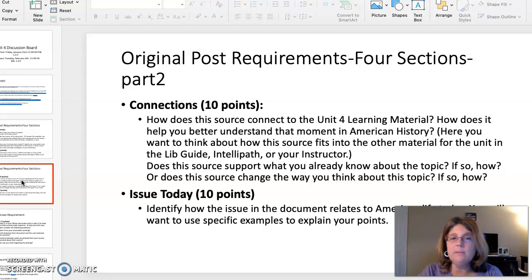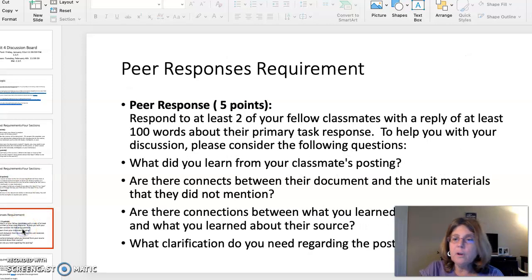Issue Today is worth 10 points. Identify how the issue in the document relates to American life today. You'll want to use specific examples to explain your points. How is this document still relevant to us today in the year 2020? Okay? That's the added section. That is what is due January 31st.